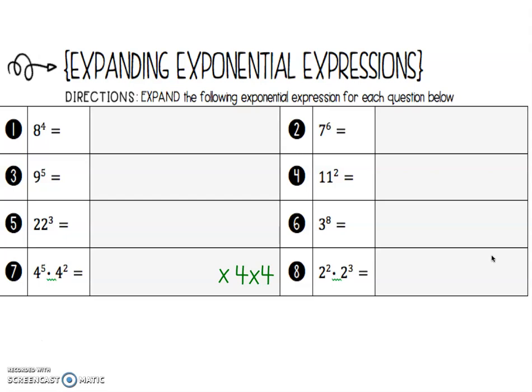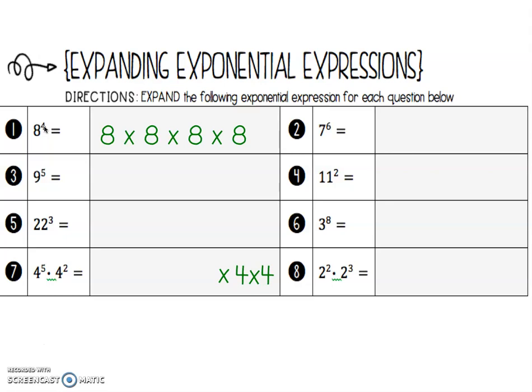All right, so let's start with number 1. Number 1 says 8 to the 4th, so all we have to do here is figure out how we're going to expand it, how we're going to pull it out, just like we did on the front side. So 8 to the 4th power tells me that I'm going to multiply 8 by itself 4 times. So on our paper, all that is 8 times 8 times 8 times 8.